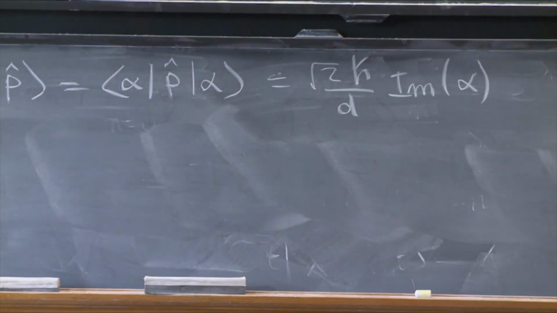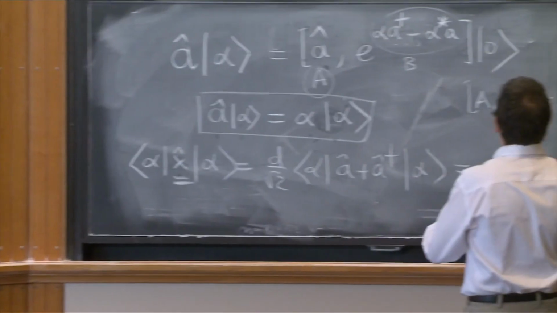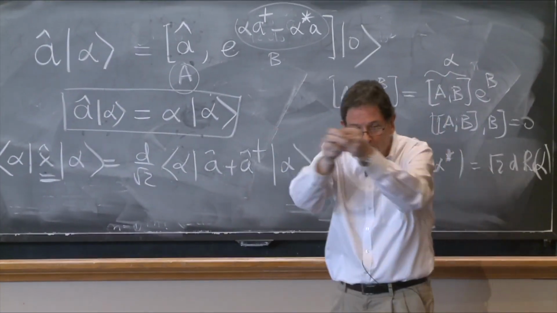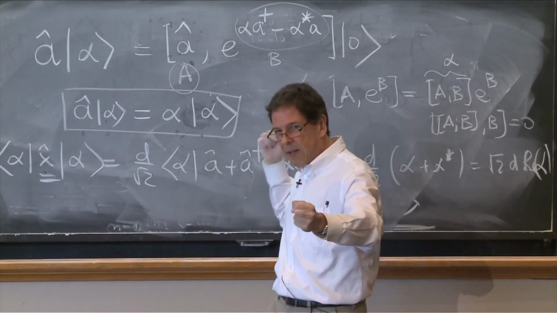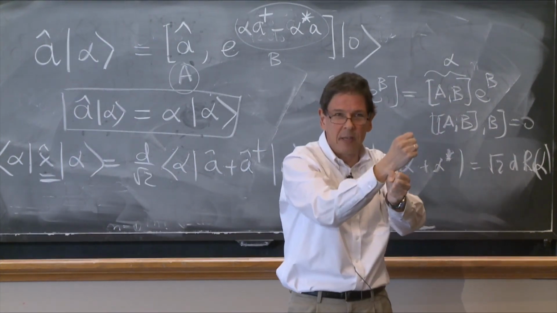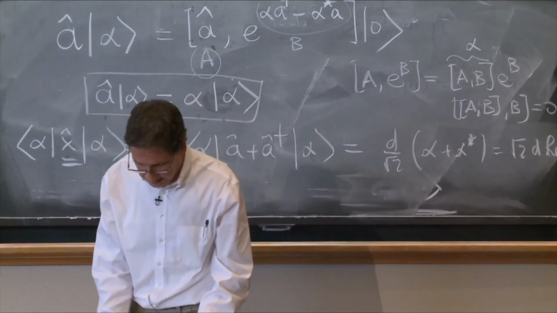So the physics is clear. Maybe the formulas are a little messy, but when you have an alpha, the real part of alpha is telling you where you're positioning the coherent state. The imaginary part of alpha is telling what kick you are giving it. And you now have produced the most general coherent state.